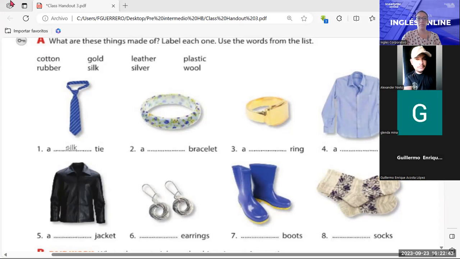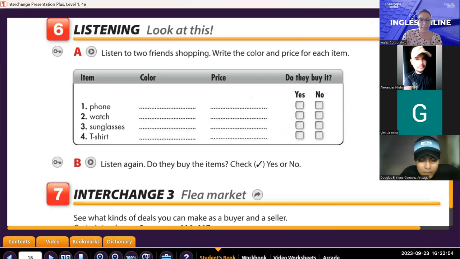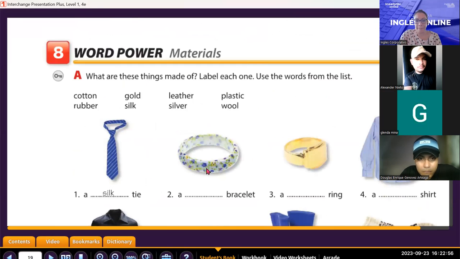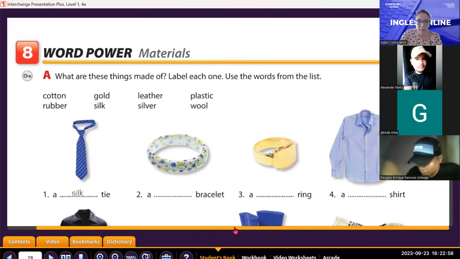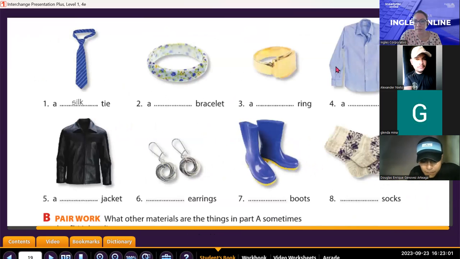Creo que ya. Okay, we're going to check together. Okay, very good. So, what do you have in number two? What is that? Rubber. Number two, a rubber bracelet?